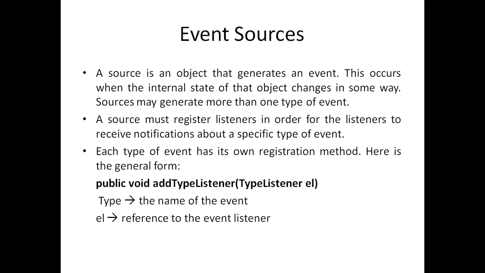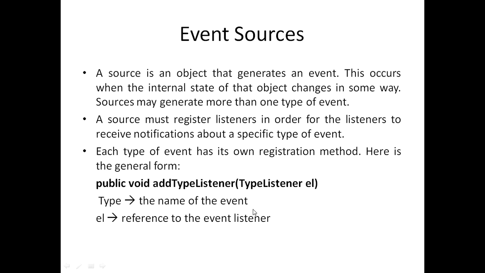Then event sources. A source is an object which generates an event. This occurs when the internal state of the object changes in some way. Sources may generate more than one type of event. A source must register listeners in order for the listeners to receive notification about a specific type of event. Each type of event has its own registration method. So, when a listener has to do the registration with the source, the method form is like this: public void add Type Listener (Type Listener el).